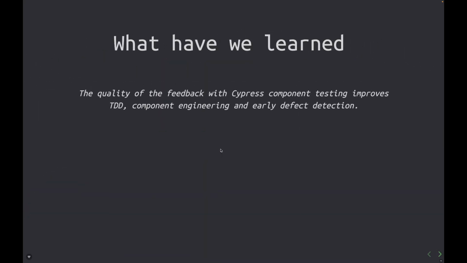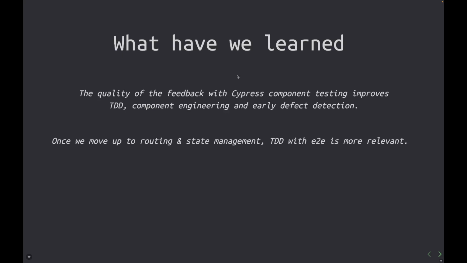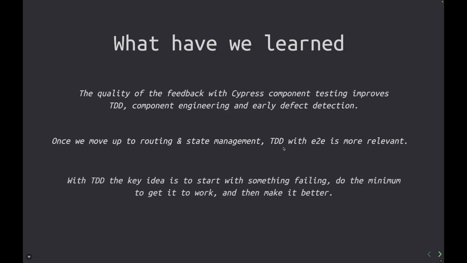What have we learned? The quality of the feedback with Cypress component testing improves TDD, component engineering, and early defect detection. Once you move up to routing, state management, and other complex things beyond components, TDD with endpoint tests is more relevant. With TDD, the key idea is to start with something failing. You want to do the minimum to get it to work, and then you want to try to make it better.